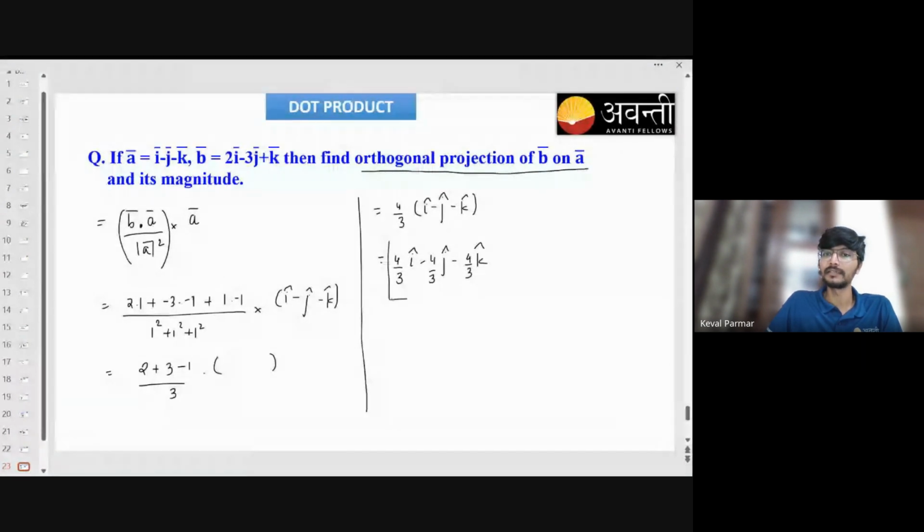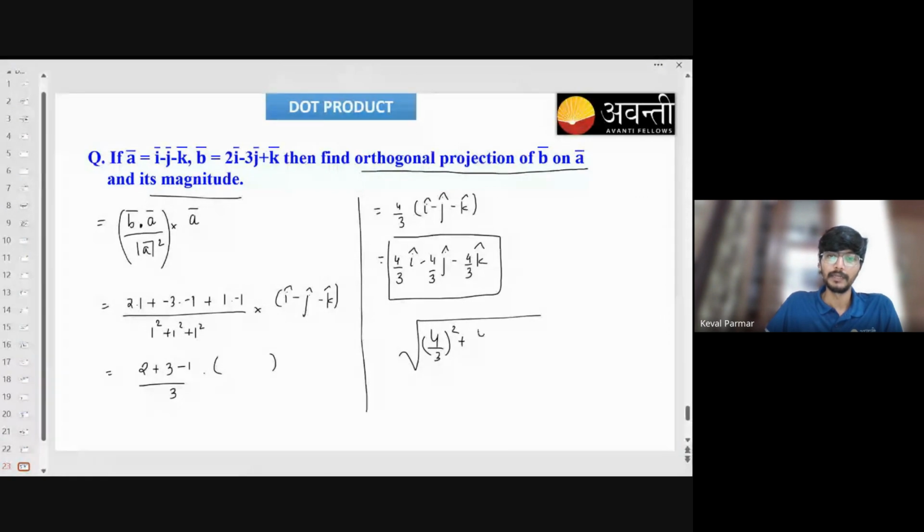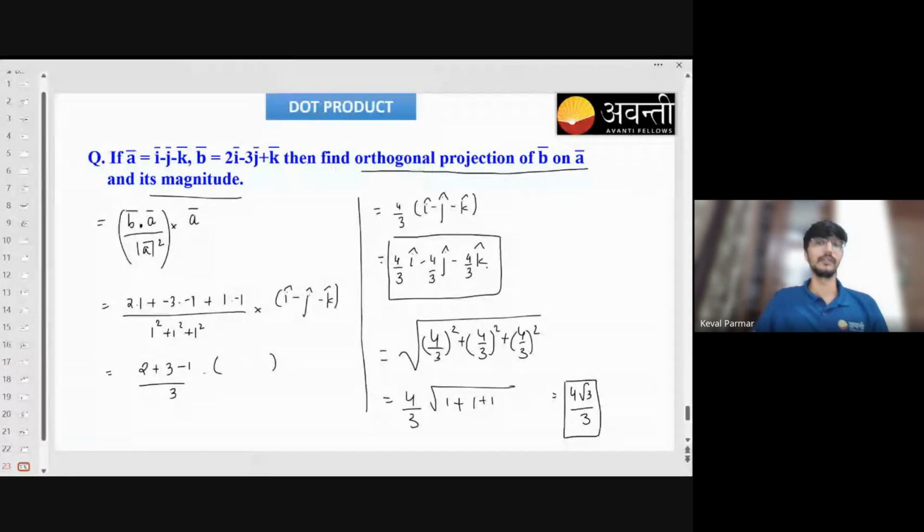That means 4 by 3 I cap minus 4 by 3 J cap minus 4 by 3 K cap. This is my answer. And we have to also find its magnitude. Magnitude means under root of 4 by 3 square plus 4 by 3 square plus 4 by 3 square. You can easily take 4 by 3 common. Inside what will we get? 1 plus 1 plus 1, which gives 4 root 3 by 3. So this is my answer. So first we got the orthogonal projection and then we also got its magnitude. I hope it is clear till here, guys.